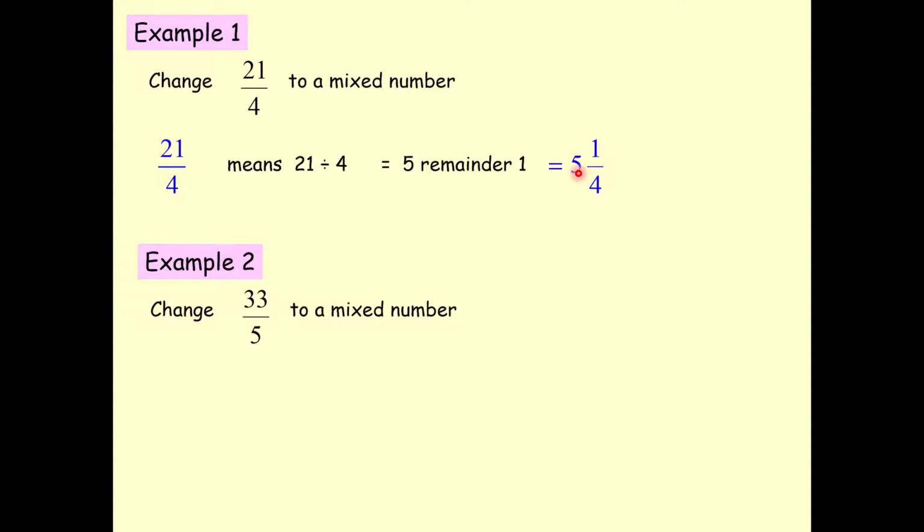Okay, example 2. Change 33/5 into a mixed number. So 33/5, we know that fractions actually mean divide. So this means 33 divided by 5, which will give you 6 with a remainder of 3. And how we're going to use that information to help us write our mixed number. We have 6, so this technically means 6 lots of 5 with a remainder of 3, and we write 3/5.